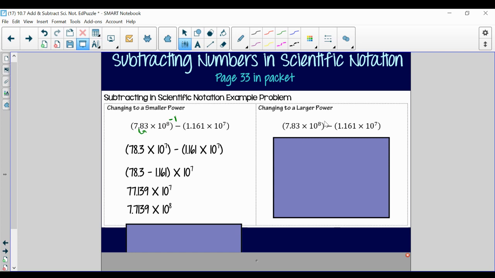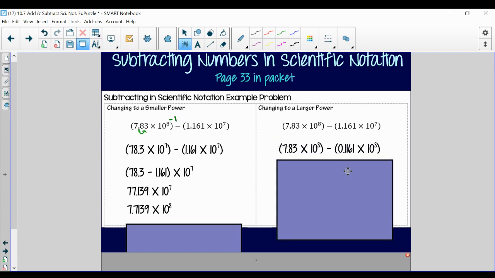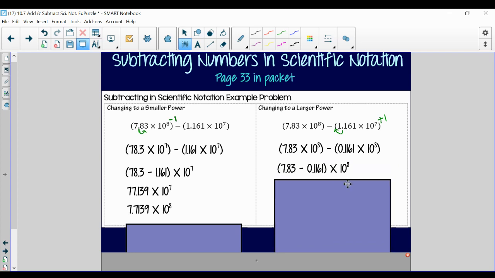Now we have changing to a larger power. So here, we're going to go up to the 8th power. So to do that, I had to divide by 10, which adds 1 to the 7. And we can subtract those. And in this case, we are already in scientific notation. So once again, going to a larger power actually was a little bit more efficient in this problem.